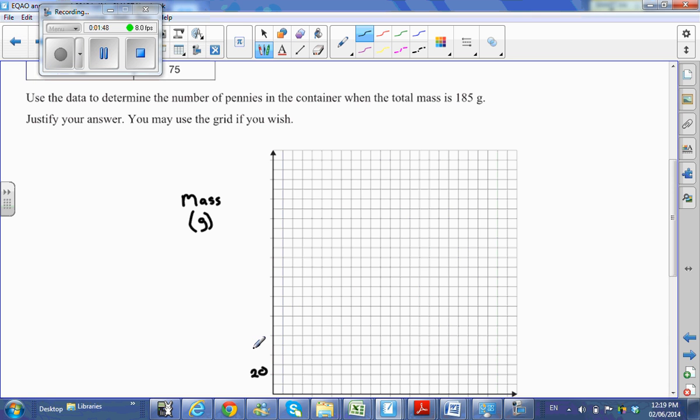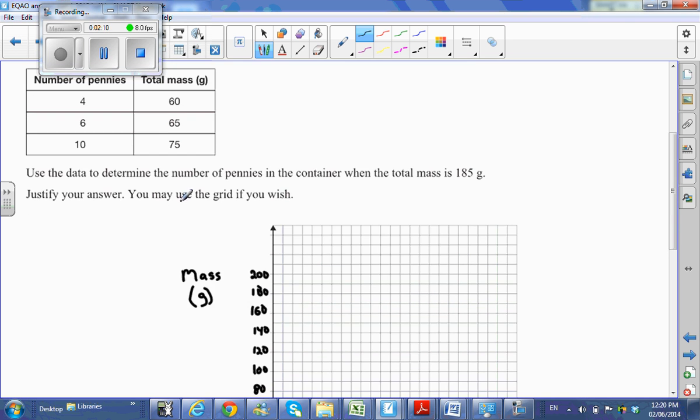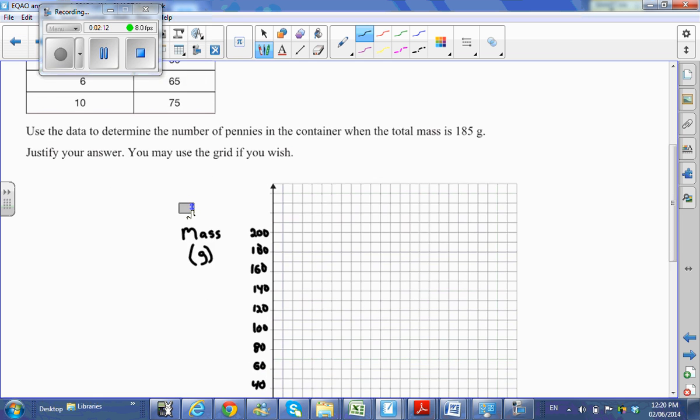So 20, 40, 60, 80, 100, 120, 140, 160, 180, and 200. And pennies, notice right now they're at 10. We probably have to get out to at least 20.